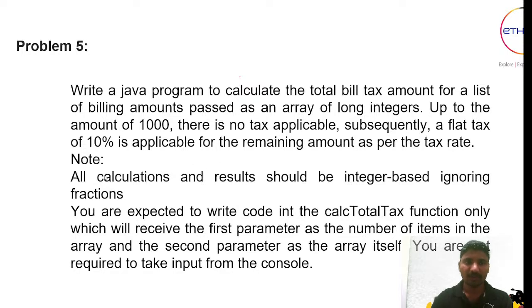Cool. Note, all calculations and results should be integer based, ignoring fractions. So they clearly mentioned that every value has to be of type integer, need not be float or double. So the question has been provided with a constraint now. Now you are expected to write code in the calc total tax function. The function name also they have provided.